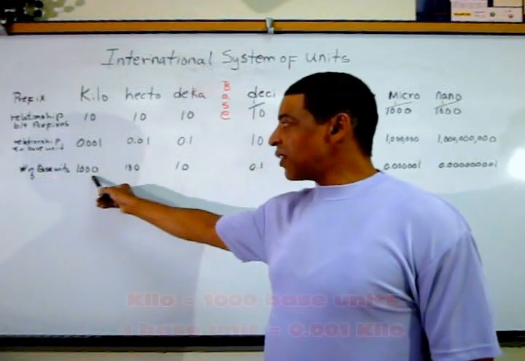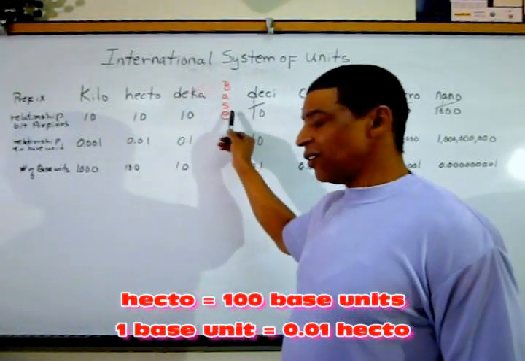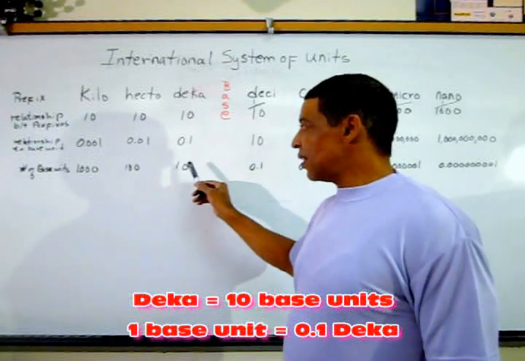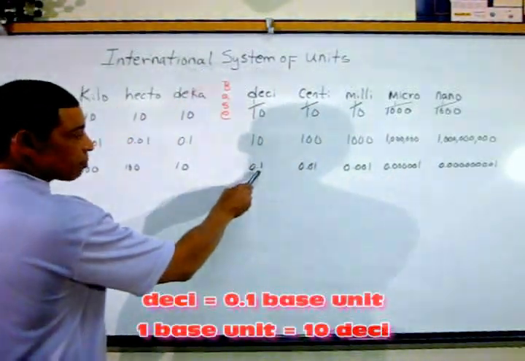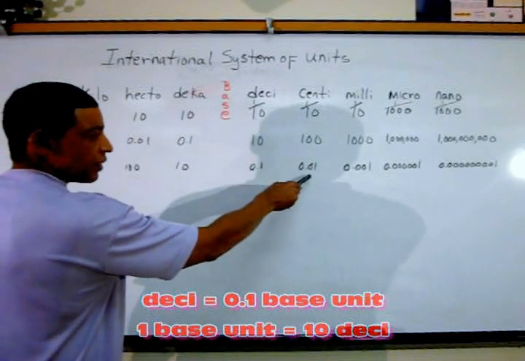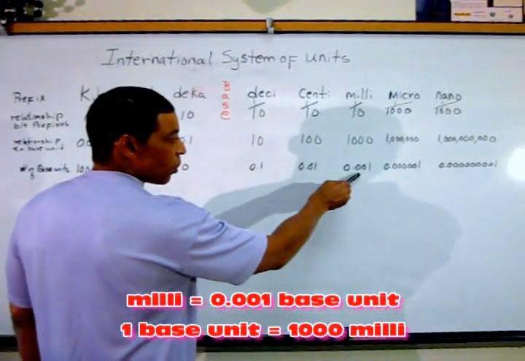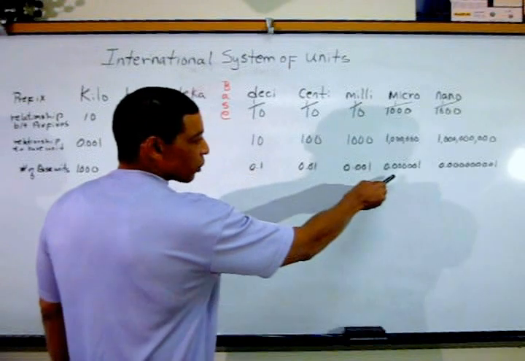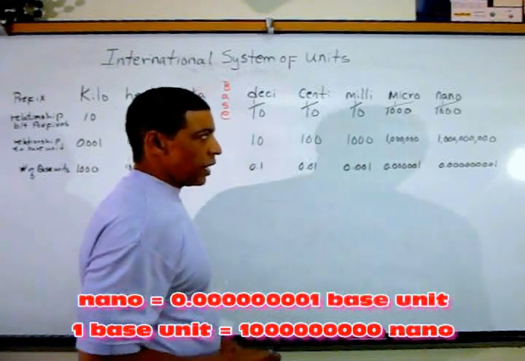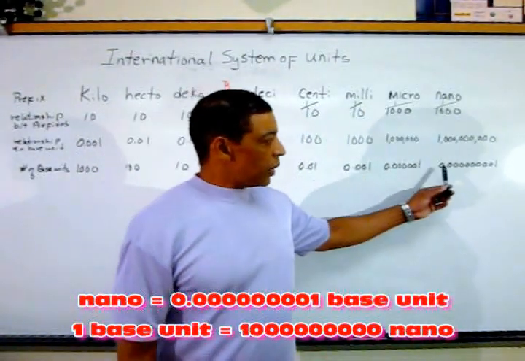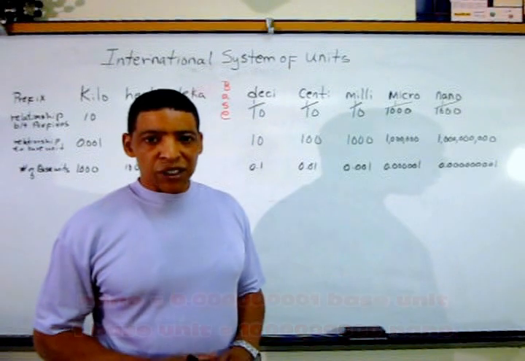Kilo represents 1,000 base units. Hecto represents 100 base units. Deca represents 10 base units. Deci represents 0.1 base unit. Centi represents 0.01 base unit. Milli represents 0.001 base unit, micro represents 0.000001 base unit, and nano represents 0.000000001 base unit.